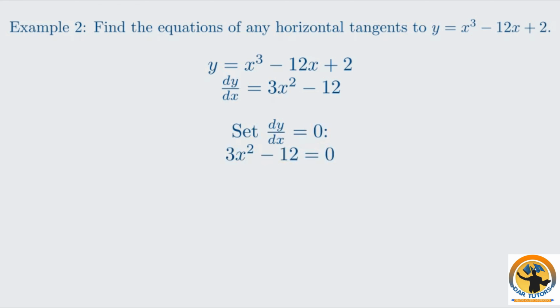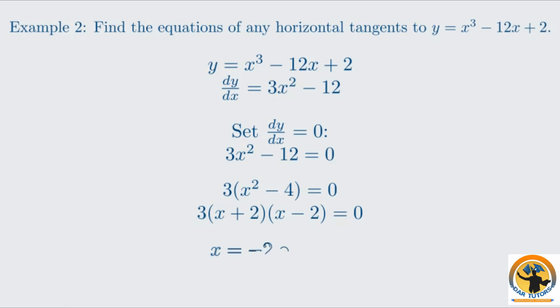Factoring out a 3 gives 3 times the quantity x squared minus 4 equals 0. This is a difference of squares, so we can factor it further into 3 times (x plus 2) times (x minus 2) equals 0. This gives us two possible x values where the tangent is horizontal: x equals negative 2 and x equals 2. These x values correspond to the turning points of the curve.